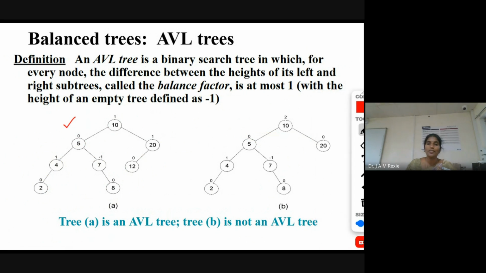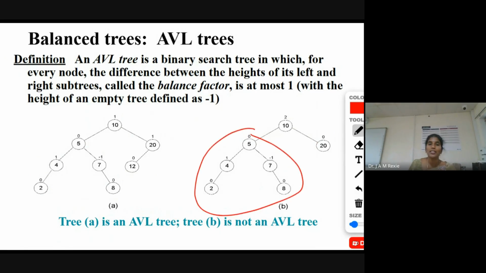Instead, if you check in this tree, since there is no 12 here, for 20 the balance factor, and for all the leaf nodes the balance factor, will be 0. Hence it is fine. Now when we take 10, the left subtree is having three levels. 5 is at one level, 4 and 7 are at another level, and 2 and 8 are at another level. So 3 levels we are having, and the right subtree we are having just one level. So 3 minus 1, we are getting the balance factor as 2.